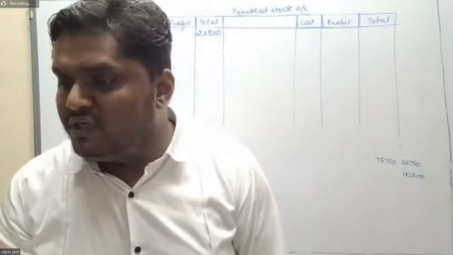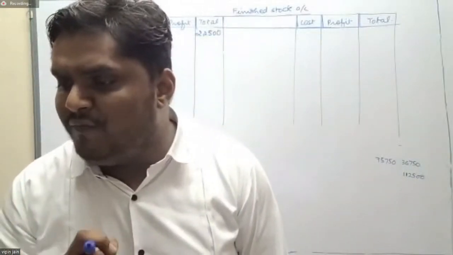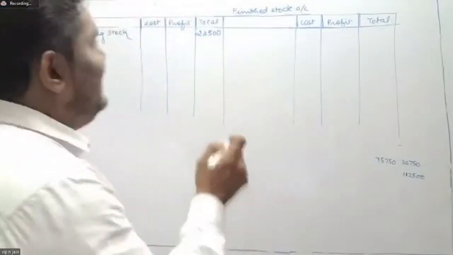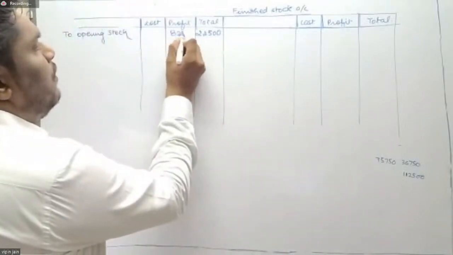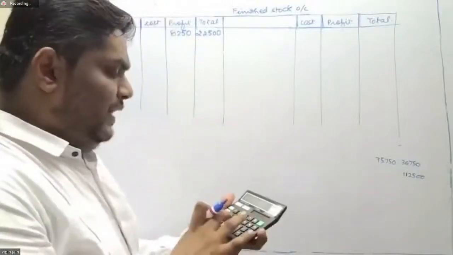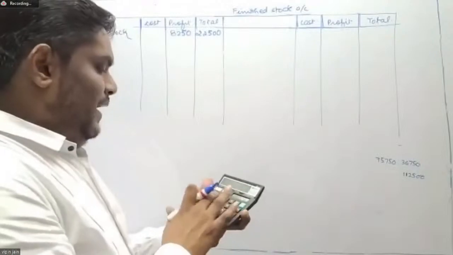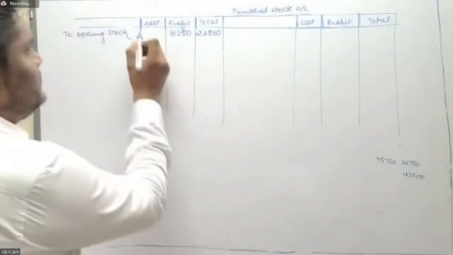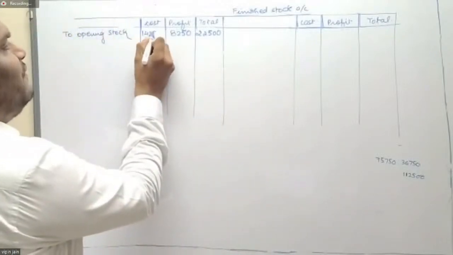Now it is given in the question that inter-process profit included in opening stock is 8,250. So the cost amount will be 22,500 minus 8,250, and this will be 14,250.